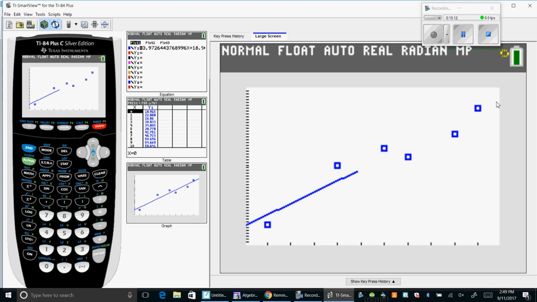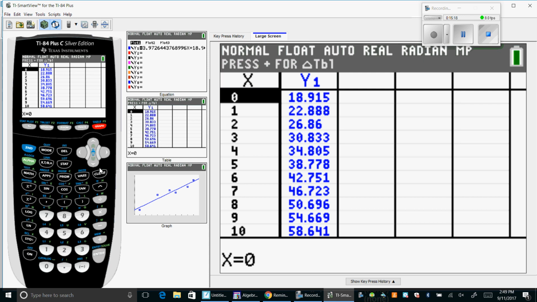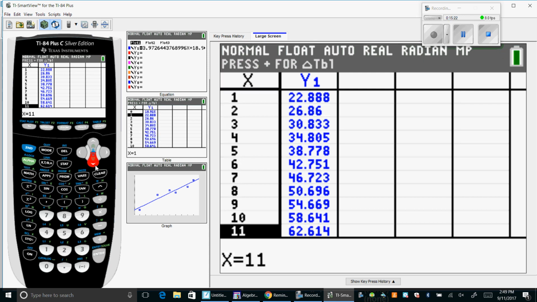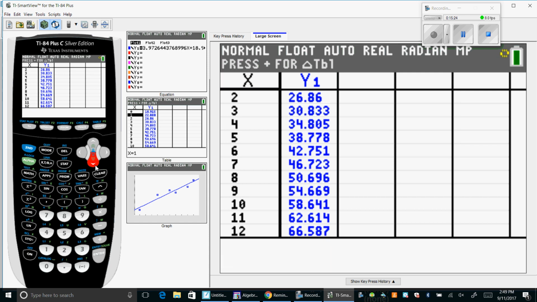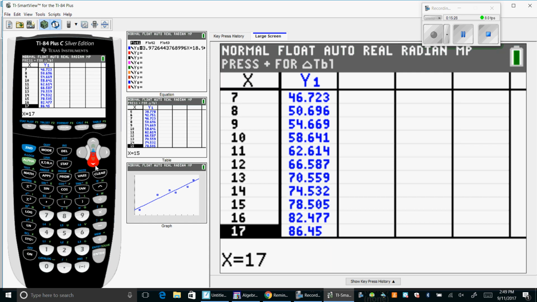And so you can see this line fits it pretty good. But it also gives me a table. And so then in part D, they said, well, what would it be if X is the quiz grades and Y is the test grade. So what if we had a quiz grade of 17? What would you expect the test grade to be? And if I had a quiz grade of 17, I would expect the test grade to be 86.45.